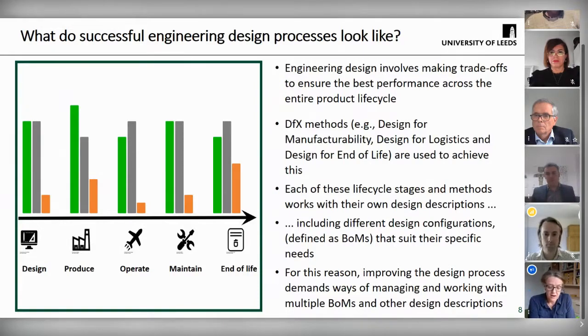So if we're applying this for the whole lifecycle, in engineering design we need to make trade-offs that ensure the best performance across the lifecycle. And we do that using a range of methods and tools. Each method and tool typically works on its own design description, which often includes its own configuration of the design process. So for this reason, if we want to improve the quality of the design descriptions through our design process, one of the things we need to have is ways of managing and working with multiple bills of materials and other design descriptions.